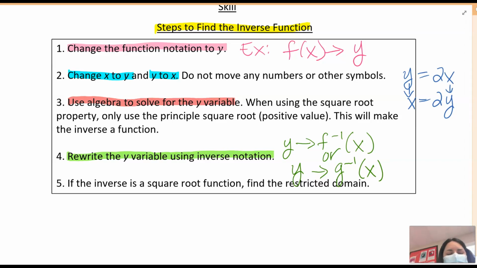Okay? And then step number 5 only happens if you have square root functions. Oh, I forgot to mention too, on your notes, I think these two are kind of flipped. What you have on your notes, I think they're backwards. And I slightly changed the last one. So the last one is if the inverse is a square root function. So this is only an if. If it's a square root function, then you have to find the restricted domain, because with square root functions you can't have negative square roots, so it has to have a restricted domain, okay?